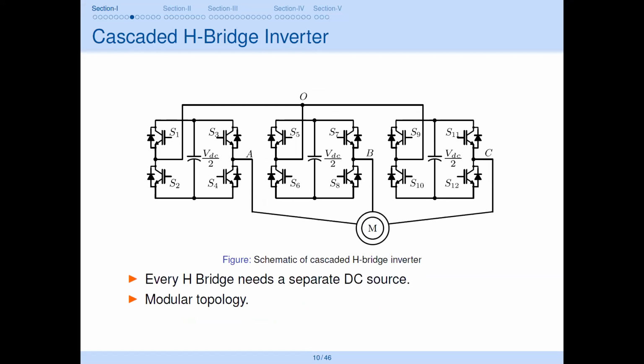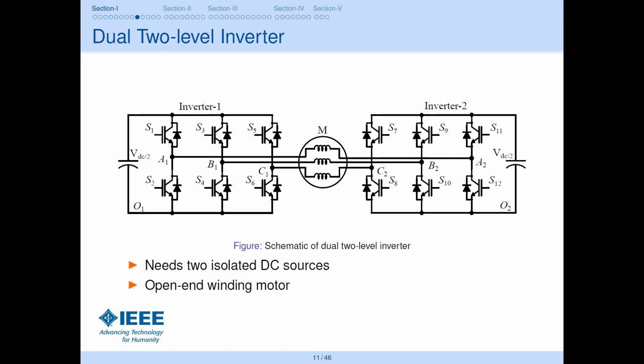Then a standard cascaded H-bridge inverter. This is one of the modular topologies and can be useful, but the problem here is you have to get 3 isolated DC sources. One topology derived from the cascaded bridge is the dual 2-level inverter. What you can see here is 2 inverters feeding an induction motor or an AC motor with an open end winding. And what is open end winding?